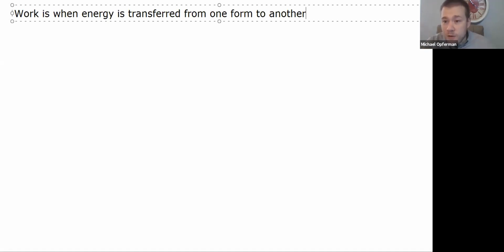Let me give you a very simple example to start out with. Let's say I have this block, and the initial state is that the block is sitting here on my hand doing nothing. And then the process I want to describe is that I grab the block, lift it up, and the final state is that the block is up here being held at rest by my hand. Okay, let's describe that process in terms of energy.